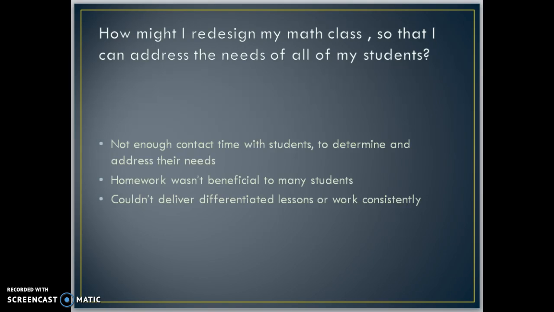The reason I came up with this question is I felt like I didn't have enough of that contact time to really know what my students needed to be successful. Sure, I could get a general idea, but I just didn't feel like I had the best idea. I also worked on making homework more differentiated last year, but I just couldn't find a way to make that stick for the whole year. So I didn't feel that the homework was always beneficial to a lot of my students. And then finally, I just couldn't deliver those differentiated lessons that worked consistently, so I wanted to find a way to do that.